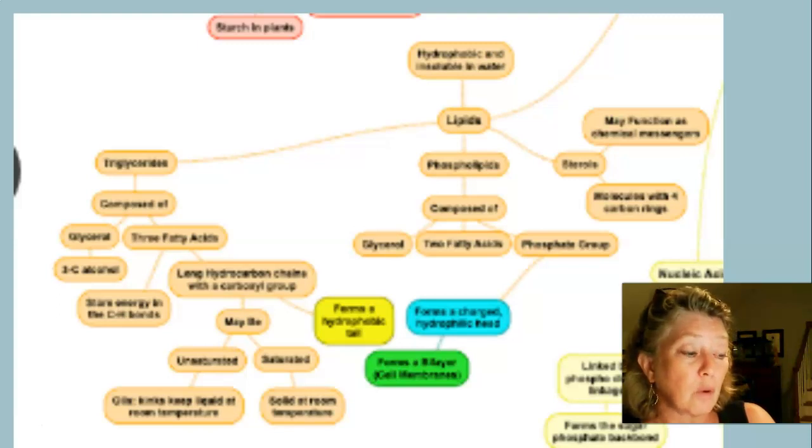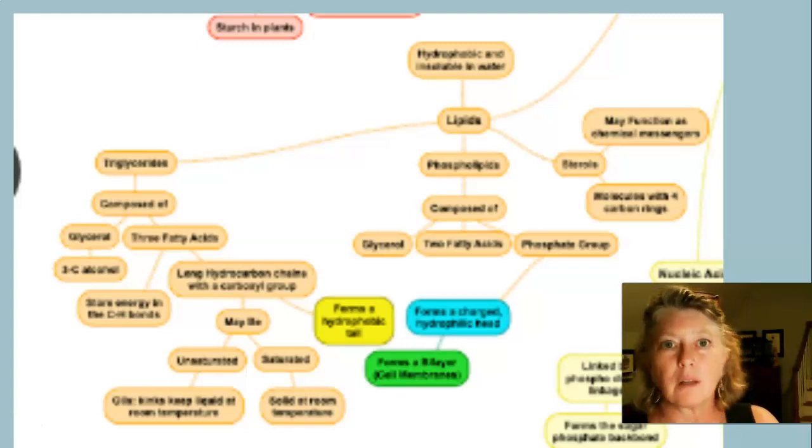And then you have your saturated fatty acids, which are going to be solid at room temperature, and that would be things like lard and like your bacon fat. It will solidify at room temperature. So generally plant for the unsaturated and animal for the saturated. Not a hard and fast rule, but a little bit.